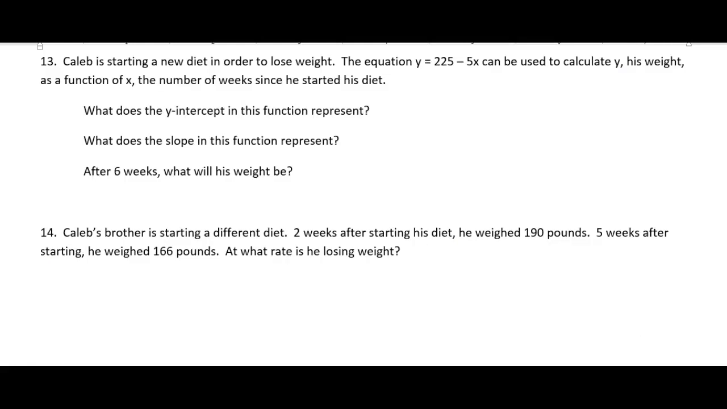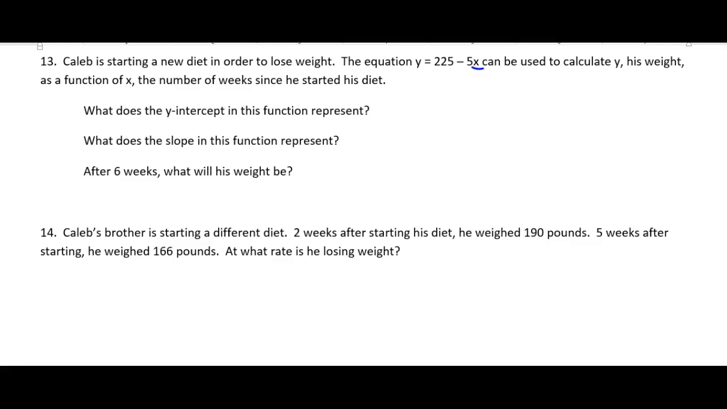Number 13, Caleb's starting a new diet in order to lose weight. The equation y equals 225 minus 5x can be used to calculate y, his weight, as a function of x, the number of weeks since he started his diet. So, if I know how many weeks it's been, I can plug in that number for x. That would give me some answer y, which would be his weight.